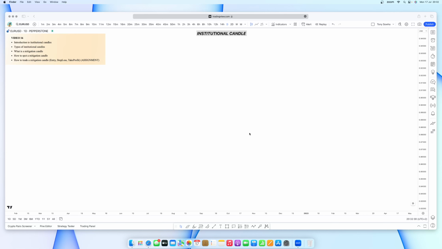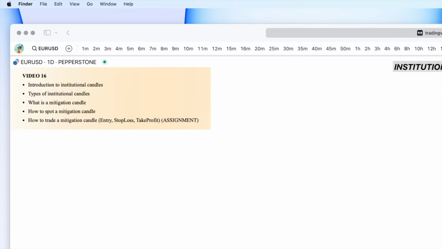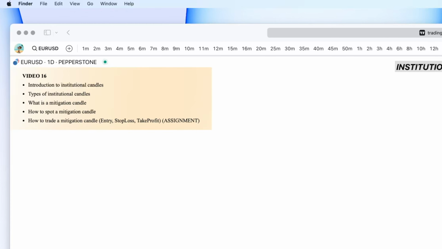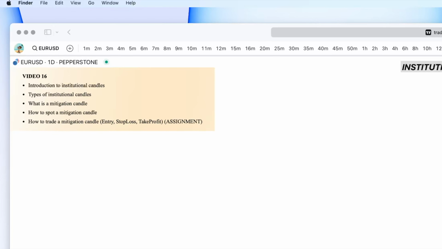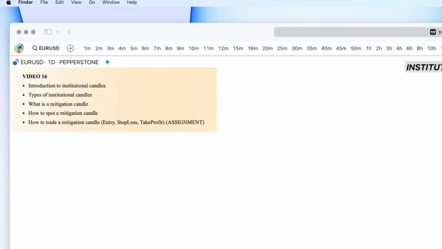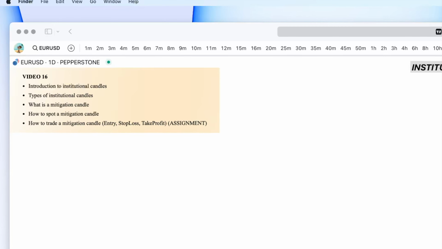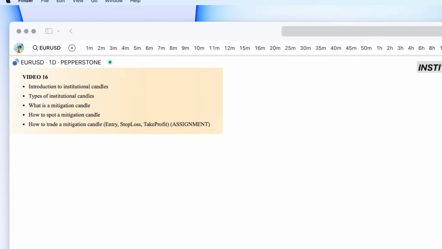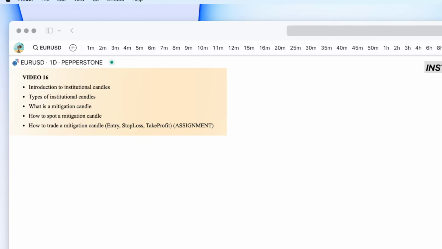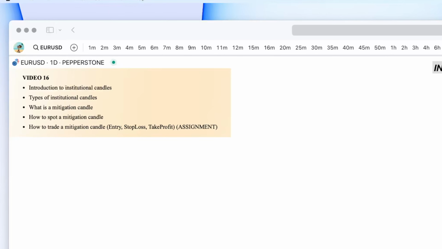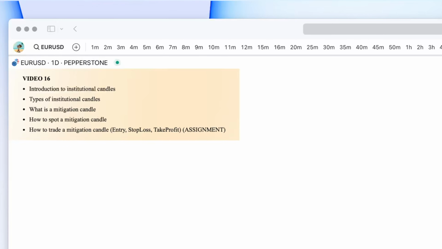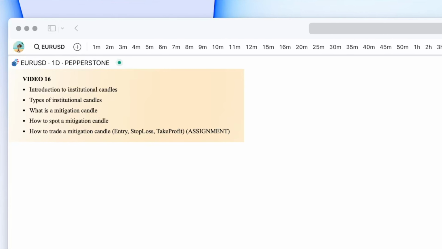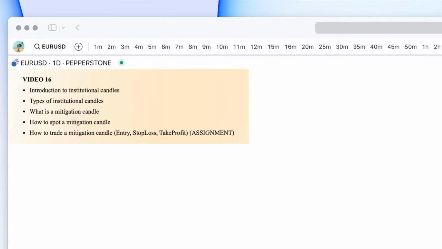As you can see to the upper left of my screen, today I'm going to be talking about an introduction to institutional candles, types of institutional candles, what a mitigation candle is, how to spot a mitigation candle, and how to trade a mitigation candle. I'm going to show you where to put your entry, where your stop loss is going to be, and where your take profit is going to be. At the end of this session, I'm going to give you a homework exercise, which you are required to do and send to me before you proceed to video 17.